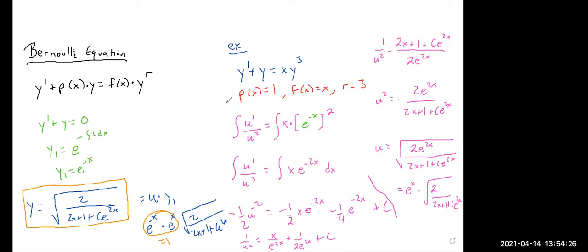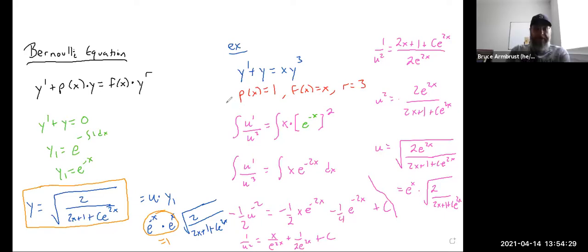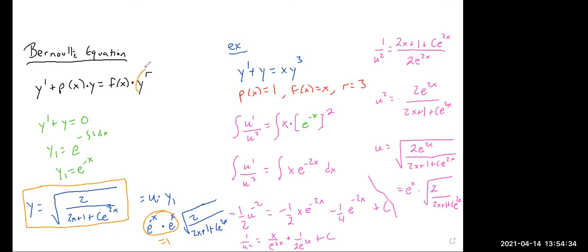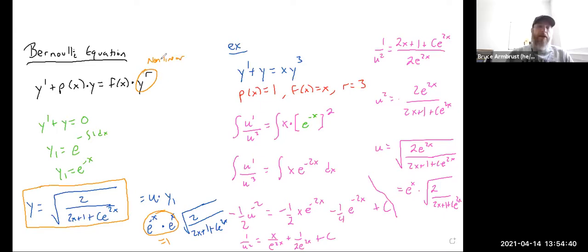Bernoulli equations are not linear, right? Correct. By definition, they're not linear because of the y to the r. This makes them nonlinear. They're linear if r is 1 or r is 0, but that's why we don't actually include them in this, because when r is 1 or r is 0, we've already dealt with solving those. They're nonlinear. They're also not separable, but they can be turned into separable using this little trick.